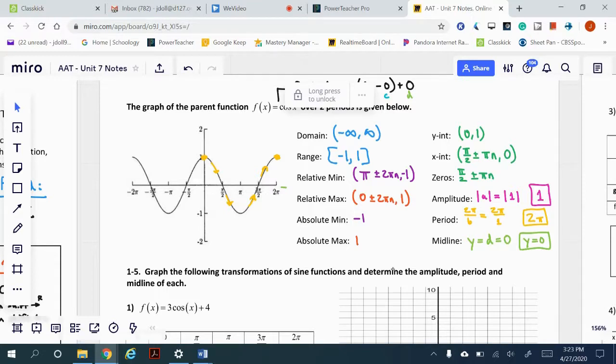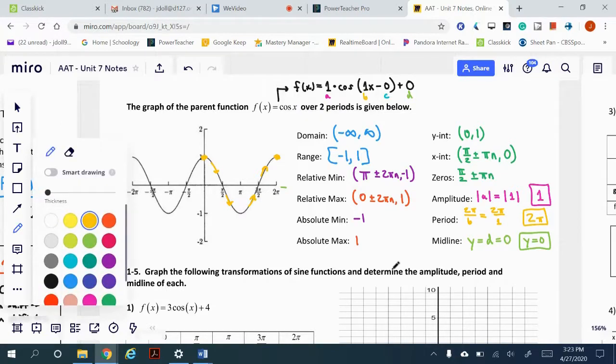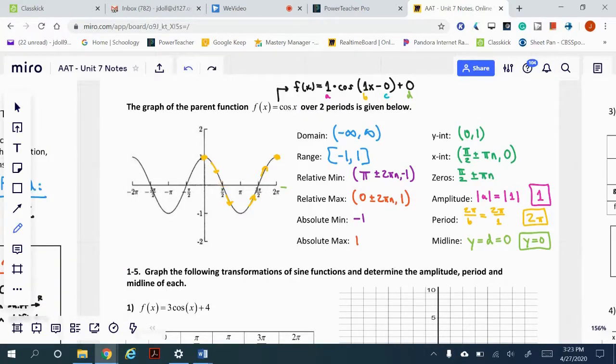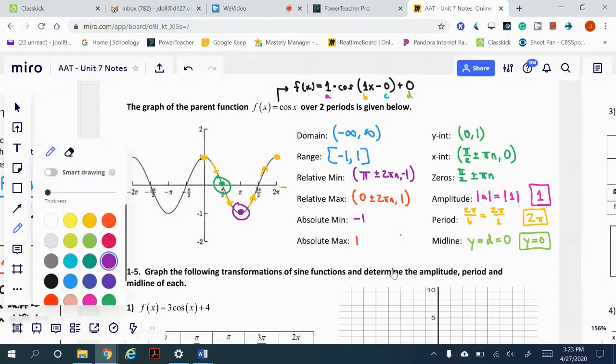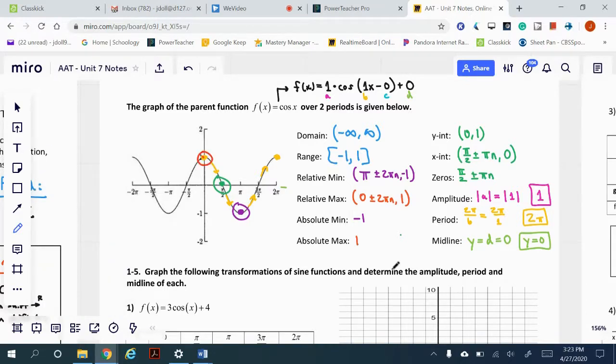Same thing with x-intercepts. All that's changed is where we're actually crossing, the one we're taking as our first value. The rest of it's not changing. I want that to be green here. That's my x-intercept. This right here is my relative minimum that I used as my starting point. And I used this point right here, which is also the start of my period, as my relative maximum. Amplitude is still 1.